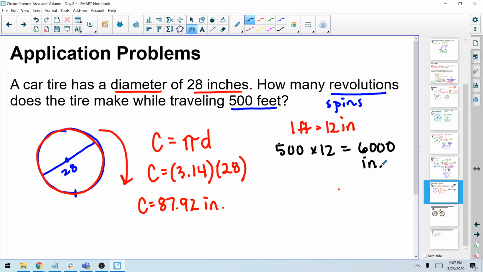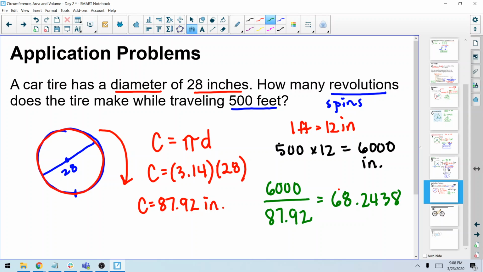Okay, so one roll of this wheel will go 87.92 inches, but I know that it went a total of 6,000 inches. And I want to know, okay, well then how many rolls did it actually make? Any ideas on what we're going to do here? So we've got to take our 6,000. We have to divide it by our 87.92. I'm getting 68.2438-ish.